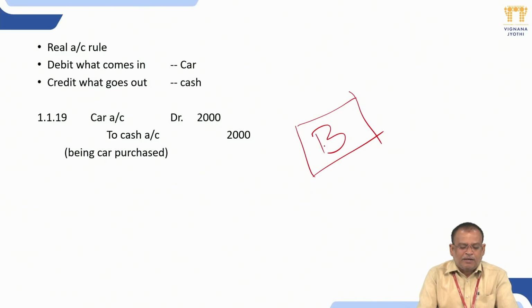So debit what comes in. What is the rule of real account? Debit what comes in and credit what goes out. So apply the real account rule. Debit what comes in and credit what goes out.